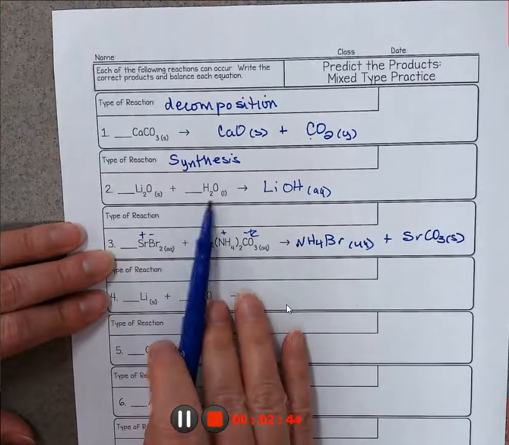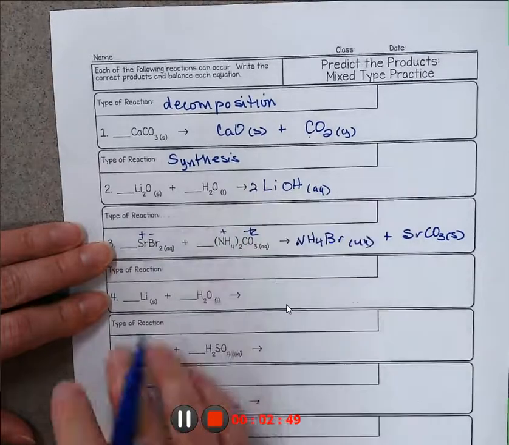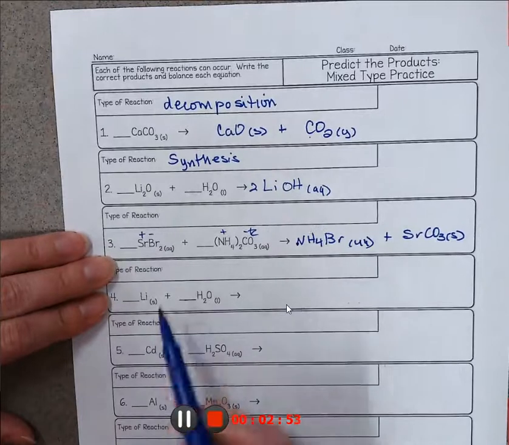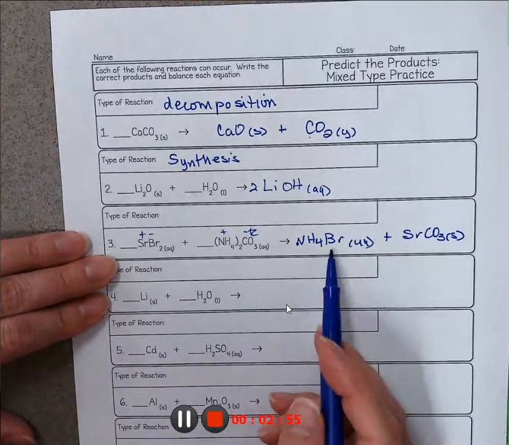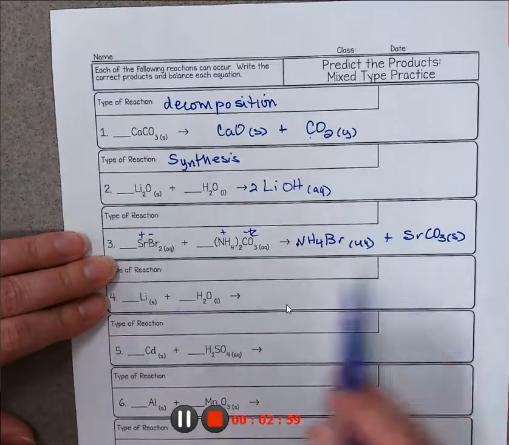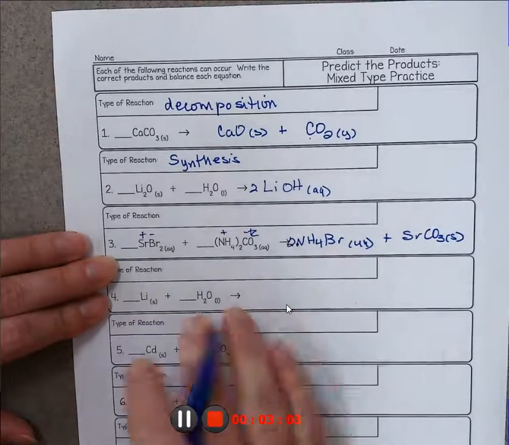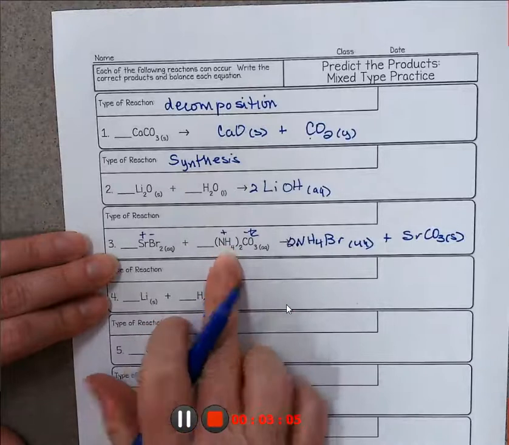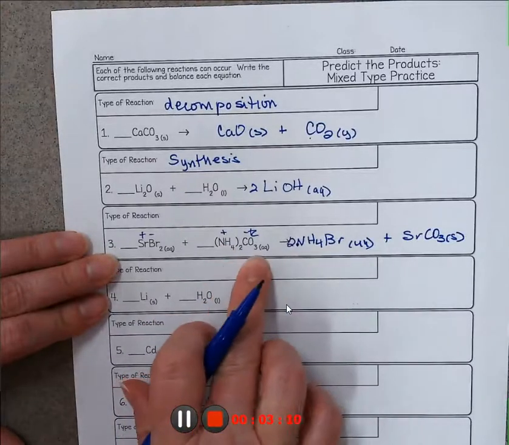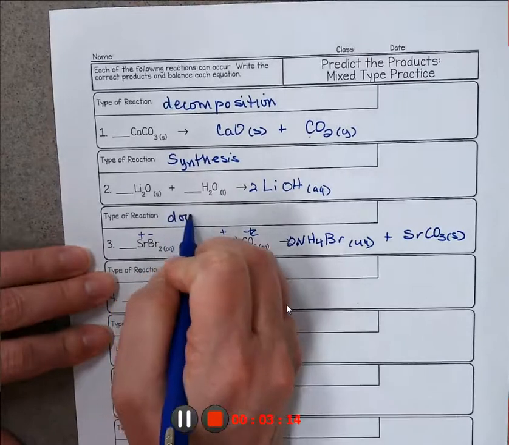Ooh, I didn't go back and balance this. You should have said, hey, you didn't balance this, so I need 2 of those. And now we have 2 lithiums, 2 hydrogens, and that's balanced. Okay, good. And then over here, we've got ammonium bromide and strontium carbonate. We need 2 bromines, and we have 2 nitrogens, and that's 8 hydrogens, 1 carbon, and then the 3 oxygens. So that's balanced, and that's an example of a double.